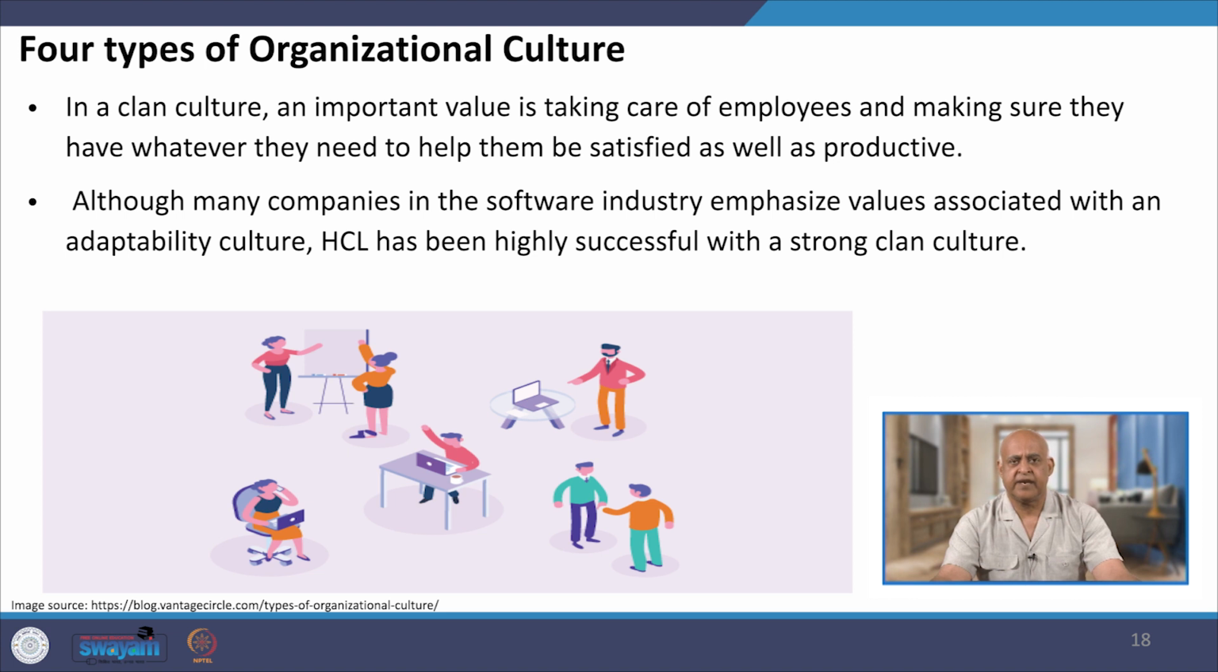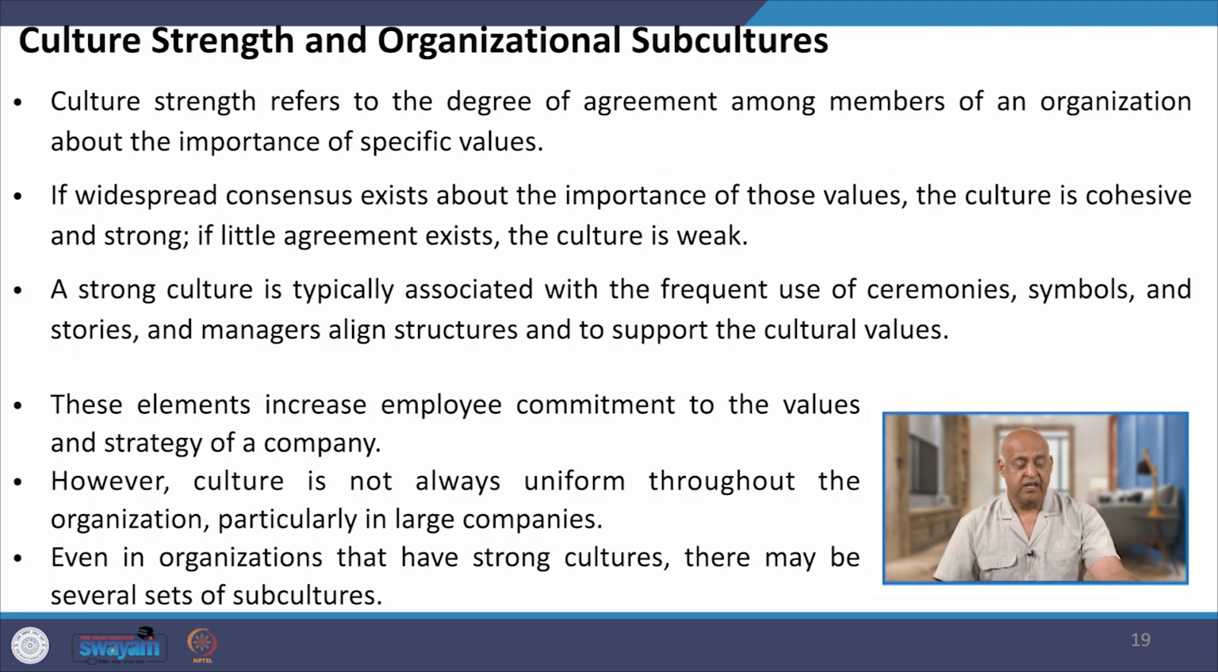In a clan culture, an important value is taking care of employees and making sure they have whatever they need to help them be satisfied as well as productive. Although many companies in the software industry emphasize values associated with an adaptability culture, SAS has been highly successful with a strong clan culture. Culture strength refers to the degree of agreement among members of an organization about the importance of specific values. If widespread consensus exists about the importance of those values, the culture is cohesive and strong. If little agreement exists, the culture is weak.